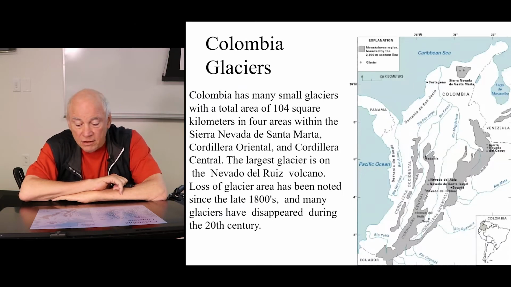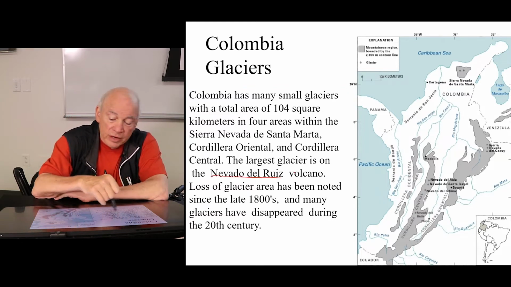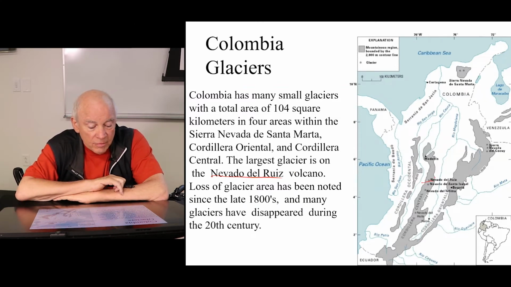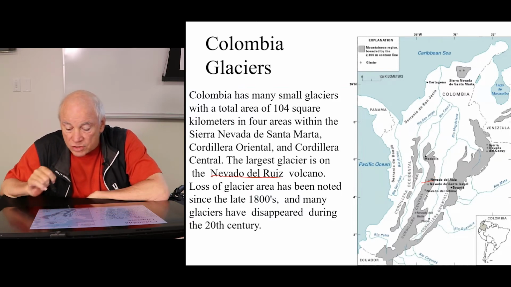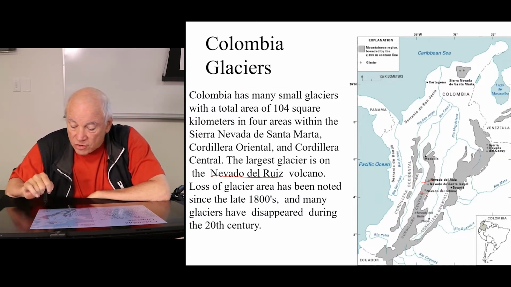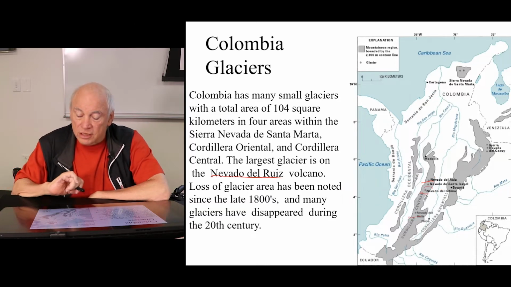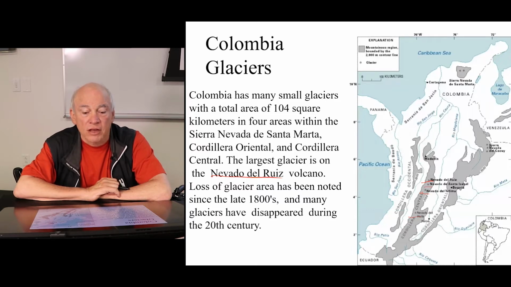So Colombia now has many small glaciers, and the largest glaciers are on Nevado del Ruiz. We've talked about this volcano before, and then there are several other areas in there, which are Nevado del Tolima, Nevado del Huila, and Nevado de Santa Isabel. All of them have glaciers on them, but the biggest one is on Nevado del Ruiz, and we saw the consequences of an eruption on that volcano.